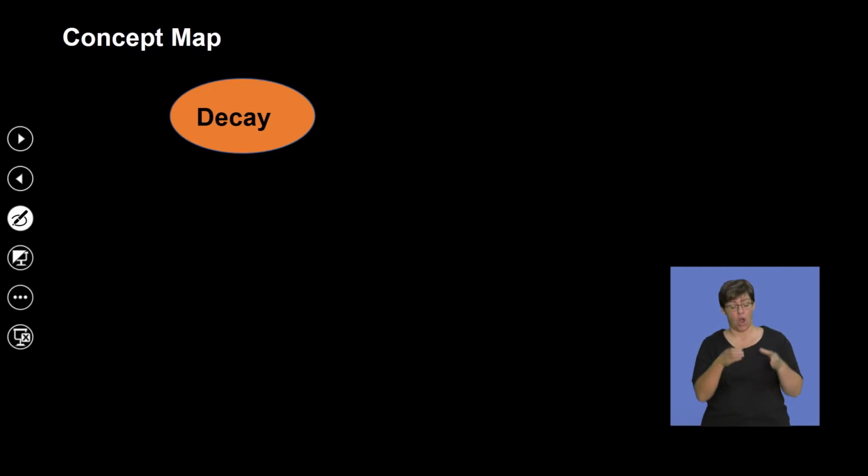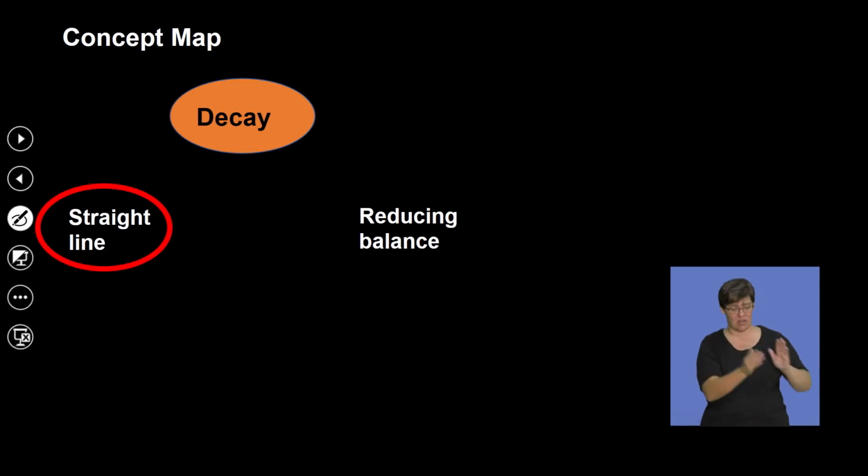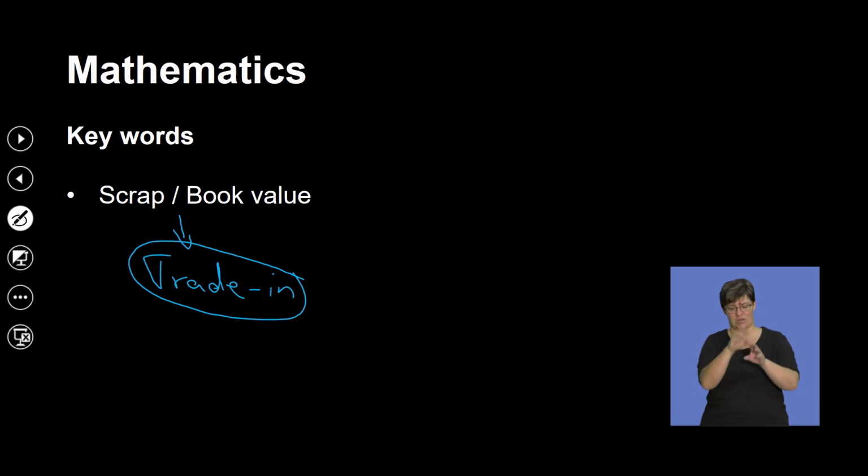Now, our main concept now is decay, right? So we've looked at the straight line decay. Now we're moving on to the reducing balance one. And the keywords have always been scrap value or book value, which means one and the same thing, but at times they normally use the trade in value. So at times they also call this the trade in value.